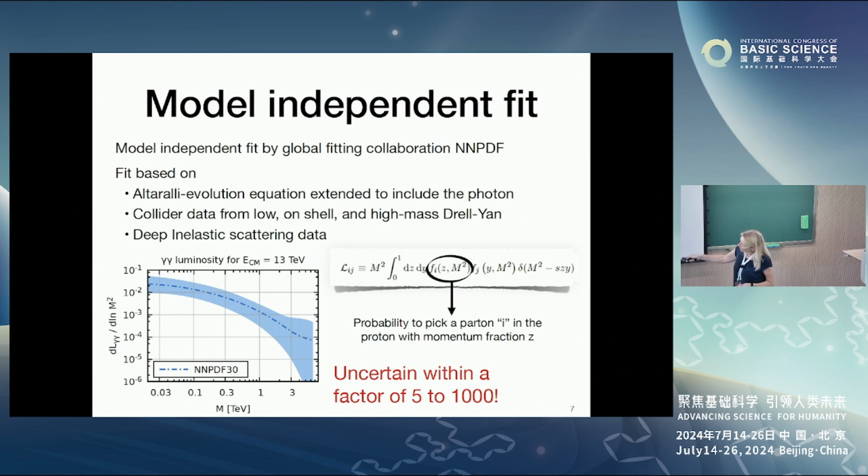What I'm showing here is not really the photon distribution function, but the luminosity for gamma-gamma interactions. So you assume that you have two photons and they produce an object of mass m. This is the quantity of relevance if you want to compute a resonance produced by photon-photon scattering. And what you see is that you can do this fit and obtain a result, but the uncertainty was very large. According to the mass that you're producing, you can have uncertainties of a factor of 1,000, or at least a factor of 5.